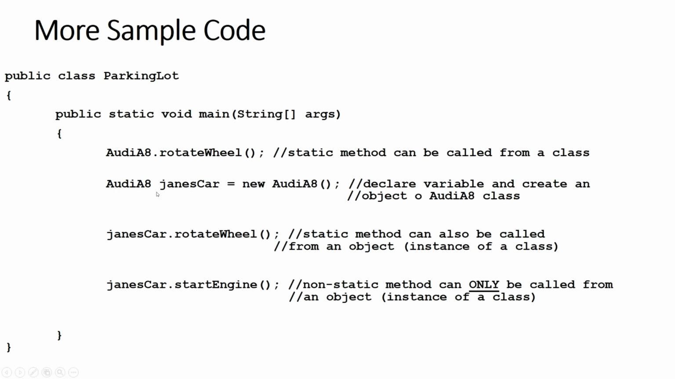Here, I'm declaring a new variable called Jane's car. The variable is of type APCSA, and we're creating a new object, and Jane's car has a pointer that's pointing at that new object. Then we're calling Jane's car rotate wheel. Even though rotate wheel is a static method, we can still call it from an instance. And then we're also calling start engine. Start engine is a non-static method, so we can only call this from an instance.